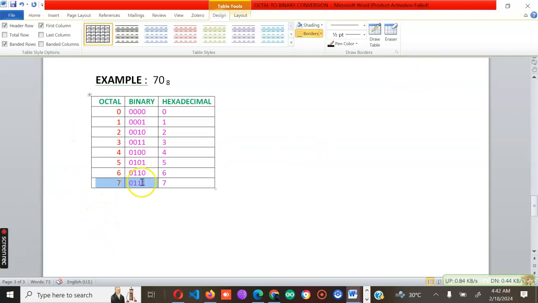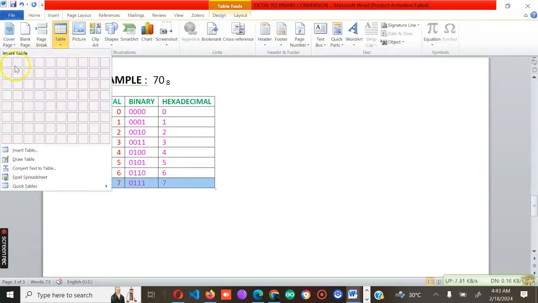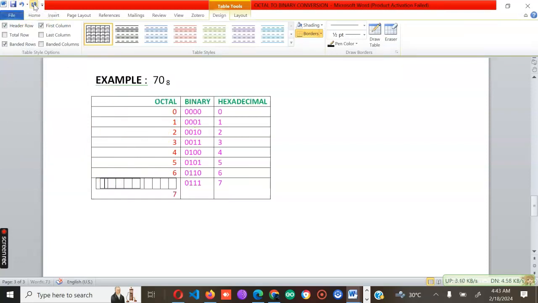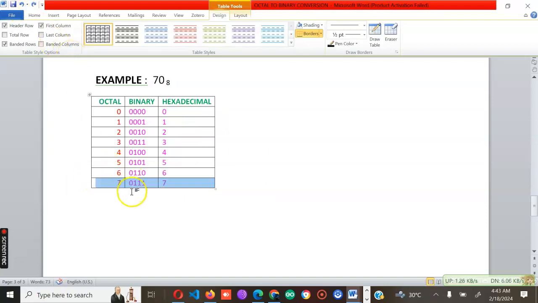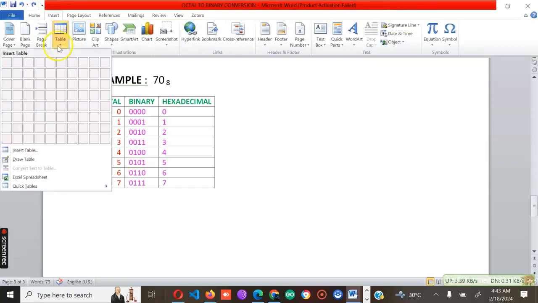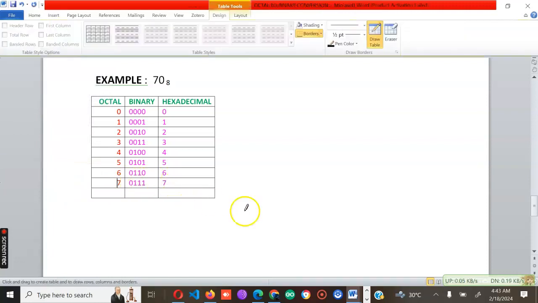So let me try to add another table below this one. Let me see whether it will be possible to do that. Okay, insert a table. Okay, let me try to draw it manually. Okay, here is my table drawn. Let me introduce another.